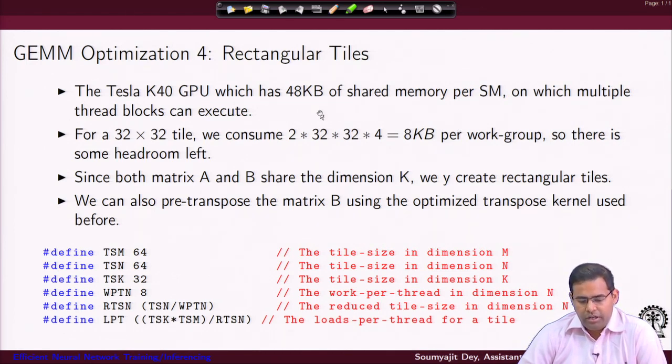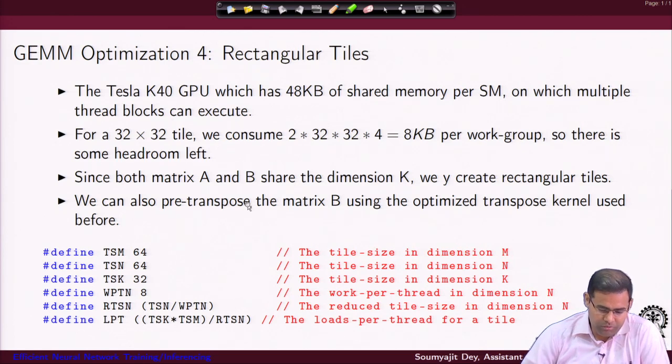In the rectangular tiles part, if you remember, K40 GPUs have got 48 KB of shared memory, whereas for the tiles that we have defined, they were 32 cross 32 tiles, 2 of them each storing 4 bytes of data. So, it was overall 8 KB. That is the basic reason why you want to have a rectangular tile. Now, what do we do with that?